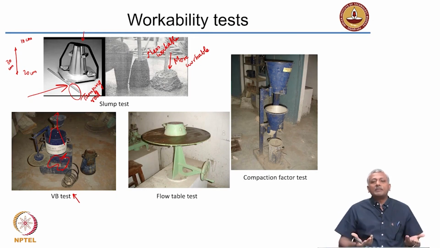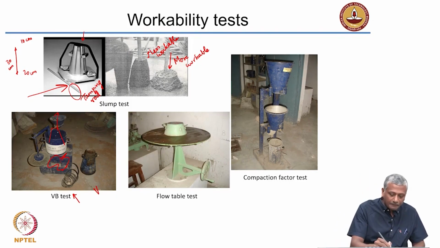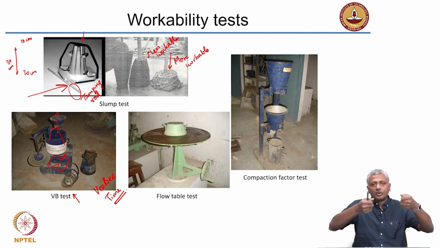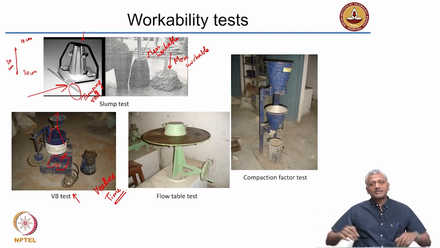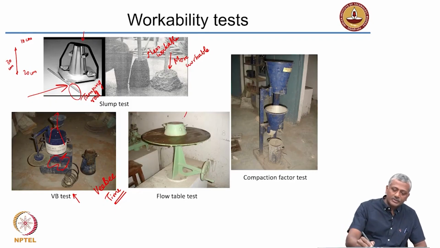So, the amount of time it takes for that to happen is called the VB time, and that is an indicator again of the workability. For example, a concrete mixture that is highly flowable, as soon as you remove the slump cone, it will start assuming the cylindrical shape of the outer container. Another test which is commonly used is a flow table test.